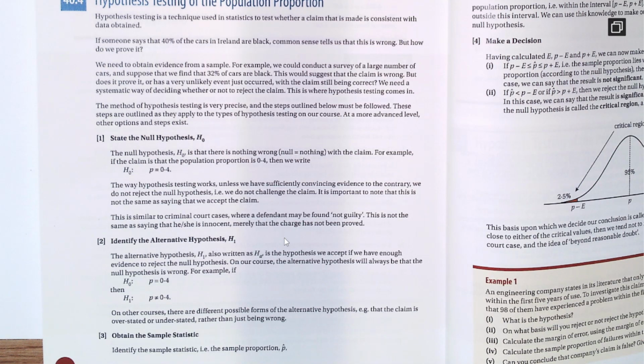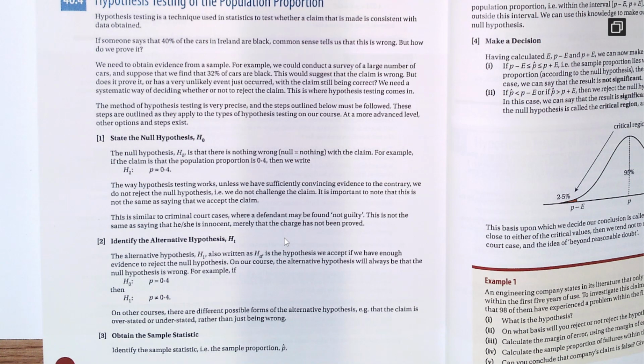Hypothesis testing is a technique used in statistics to decide whether a claim that is made is consistent with the data obtained. For example, a claim might be that a certain event happens 50% of the time. So rather than taking the claim as given, we take data and then carry out the test. So you have a hypothesis test.